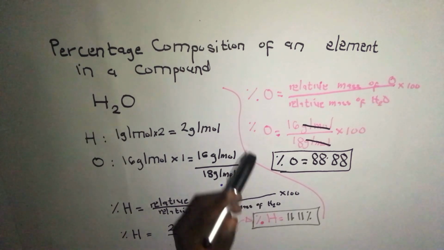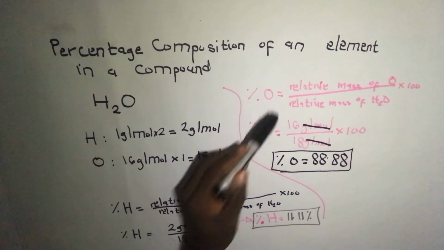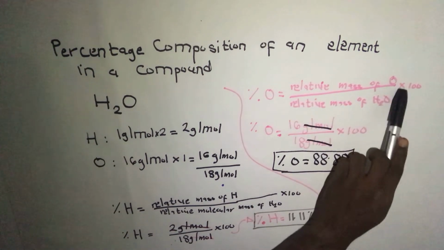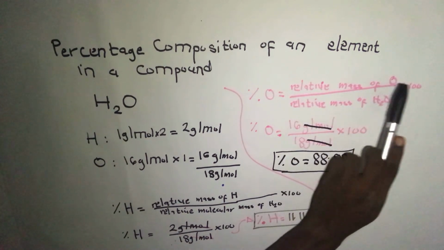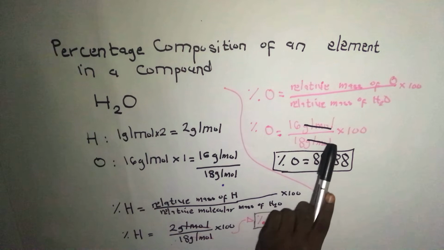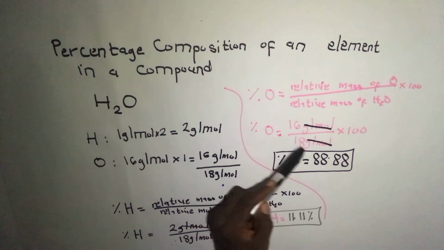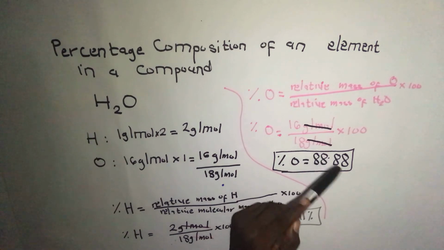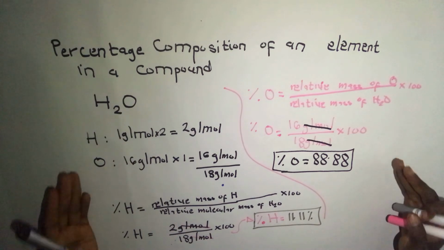If we do that calculation, the percent of hydrogen is equal to 11.11%. The percent of oxygen in this analysis is equal to the relative mass of oxygen divided by the relative mass of water, times 100. If we place those variables, the relative mass of oxygen is 16 grams per mole and the relative mass of water is 18 grams per mole. So grams per mole cancel grams per mole. 16 times 100, all divided by 18. The percent of oxygen will be equal to 88.88%.